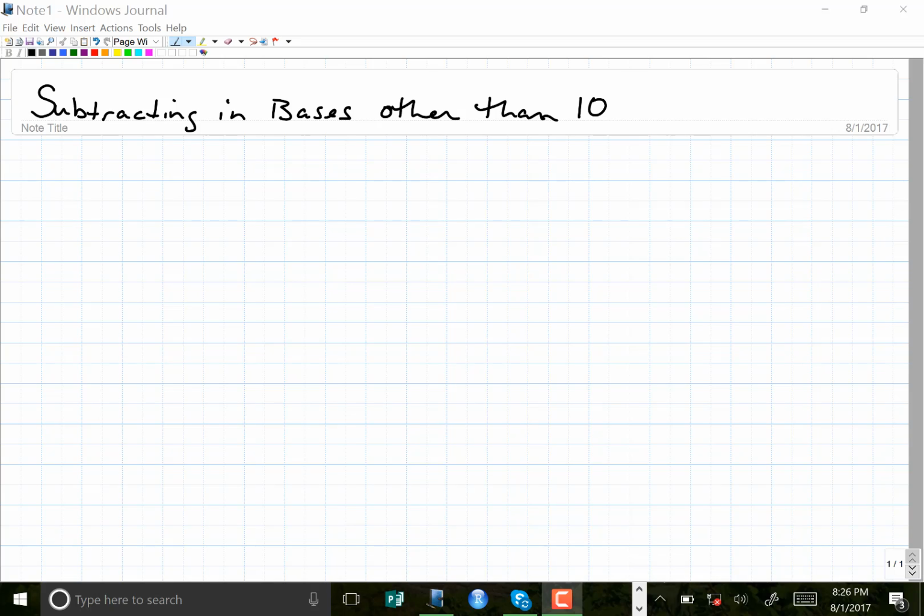Okay, so if you watched my video adding in bases other than 10, you know that you can think in base 10, but you have to always be sure to write in the base that you're adding or subtracting in. So the same is going to be true here.